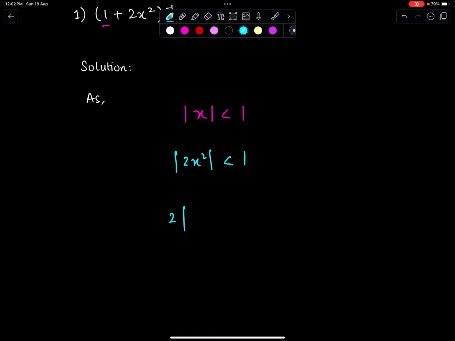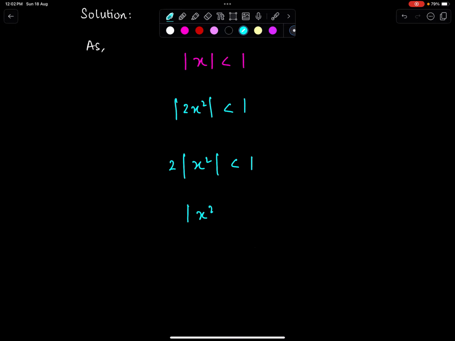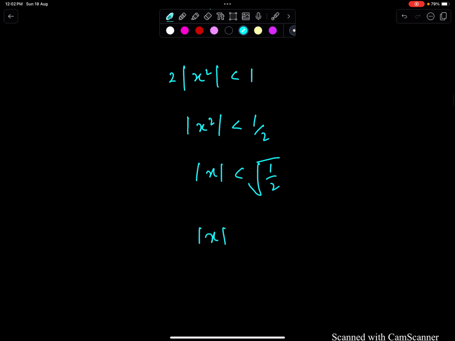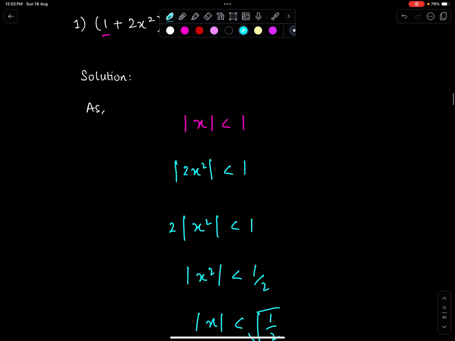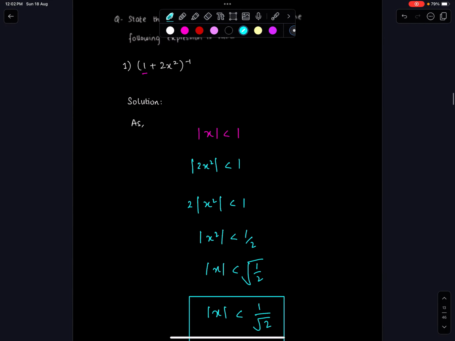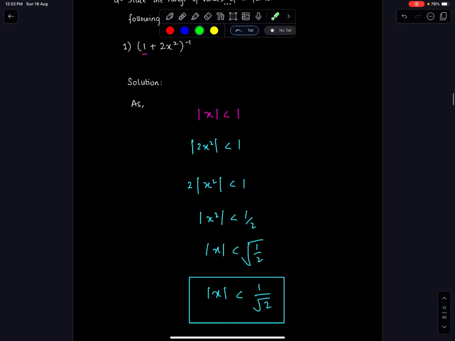First bring 2 outside the modulus. Now shift 2 on other side. Now take a square root on both sides. So the expansion is valid for these values of x. This expansion is valid for these values of x.